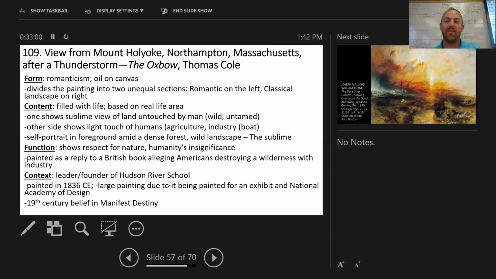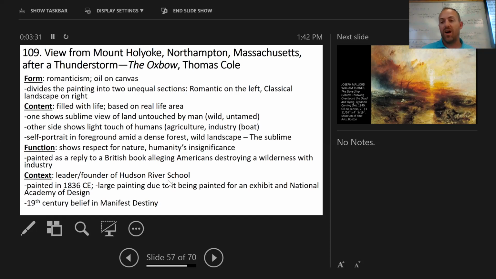And the classical landscape on the right, where everything is geometric and everything is just right. So the continent is filled with life based on a real life area in Massachusetts. And another thing that I want to make sure you guys understand, you're going to see this in this piece and the next piece, is one thing that the Romanticists were really obsessed with was the sublime, not the band Sublime. The band Sublime is pretty awesome, but they're obsessed with the sublime view of land, right?